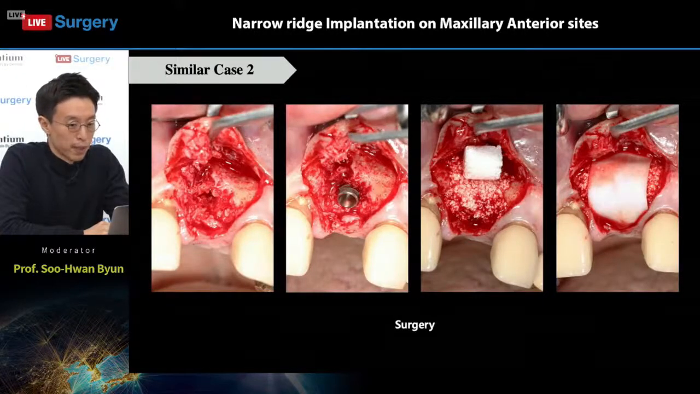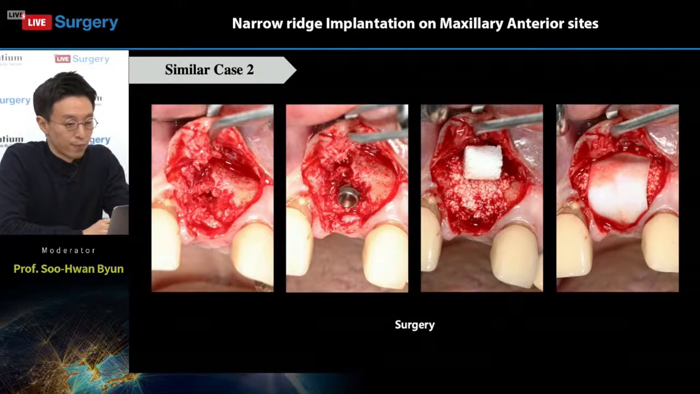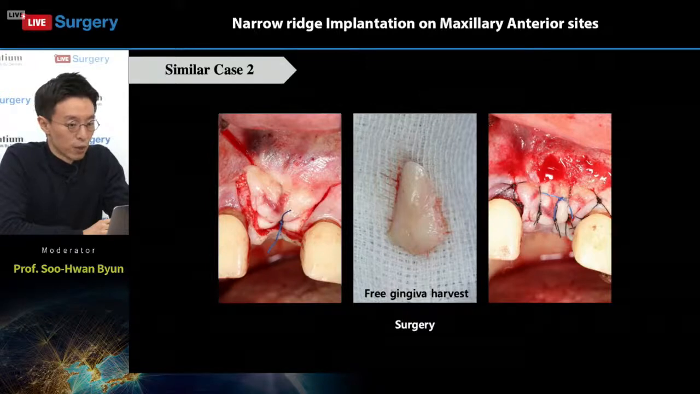A bone level implant was placed and the exposed fixture was covered with osteoin-3 collagen and Dentium collagen membrane. This is a small collagen membrane. The size is 6 by 5 millimeter. To prevent exposure of the grafted bone, free gingiva was harvested and grafted. The primary closure was achieved.